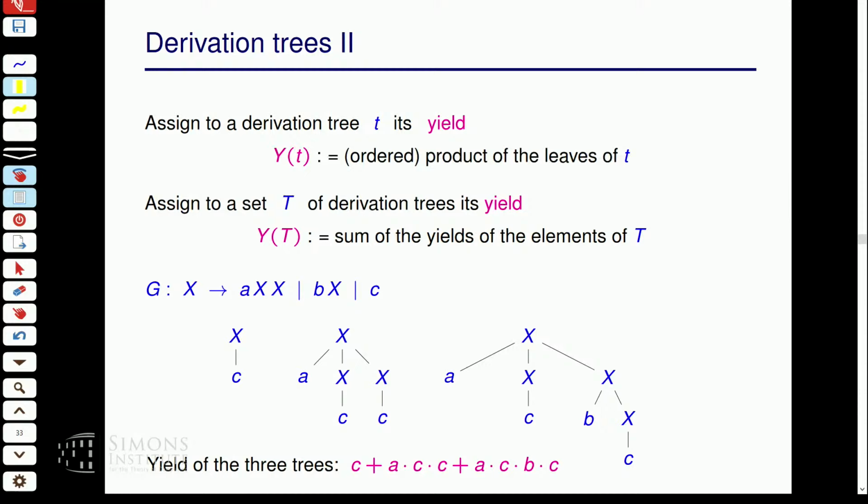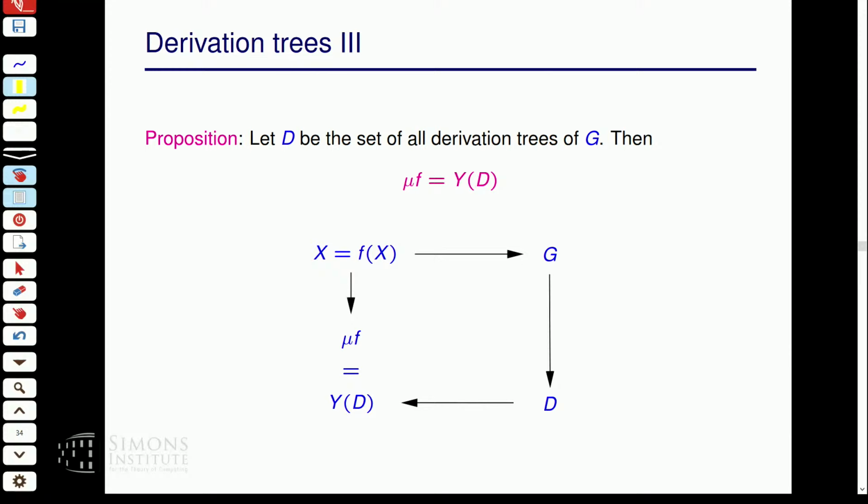So the yield of this set of three trees is going to be this semi-ring. Good. So now you have this fundamental proposition, which is not really difficult to prove. Let D be the set of all derivation trees of G. Then the idea is the least fixed point is the yield of the complete set of derivation trees. Okay, so given an equation, you have a least fixed point.